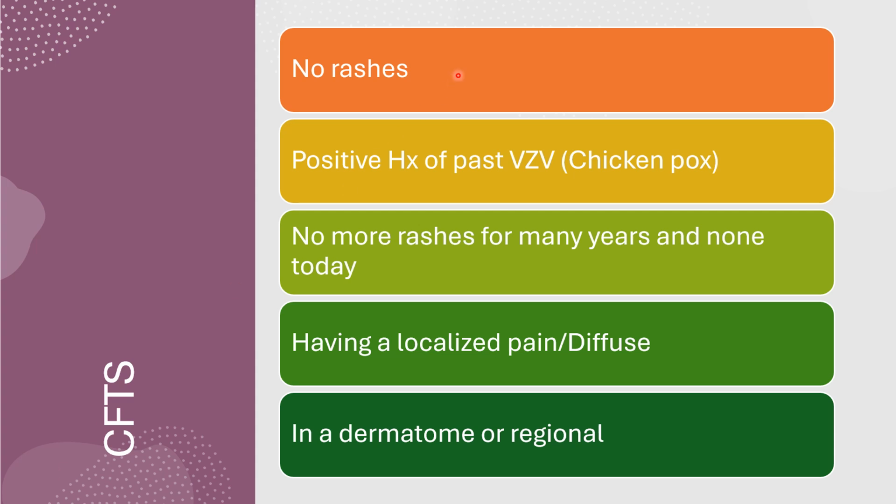We're not going to blame anyone for making the wrong diagnosis here, but this presentation will be helpful because there are no rashes yet. However, a simple history of past chickenpox in this man or woman, maybe when he or she was a child, will give us the clue. Because there have been no rashes for many years, and today, at the clinic or emergency room, no rashes. But he or she is having localized pain.